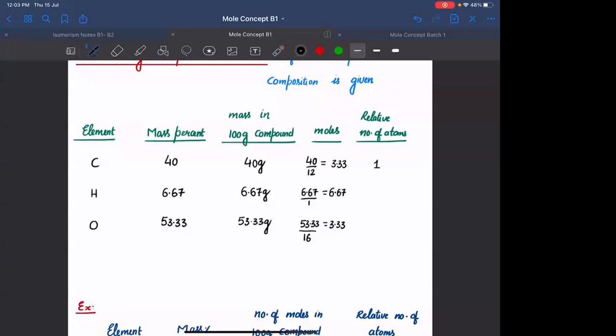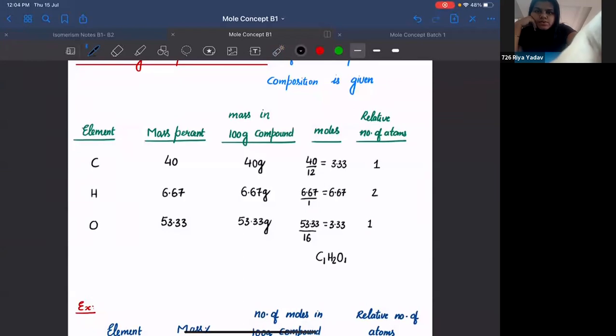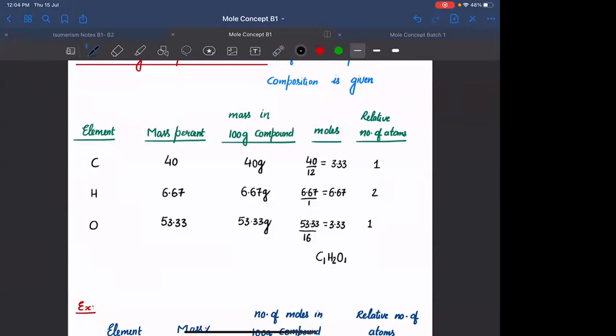In a way, I'm calculating the simplest whole number ratio. This is 2 and this is 1. So what will be the empirical formula? C1H2O1. Clear hai? So if you know the mass percentages of individual elements, you can definitely calculate the empirical formula. Calculate the number of moles of each element in 100 grams of the compound. Take the simplest whole number ratio of it. You will get the empirical formula.